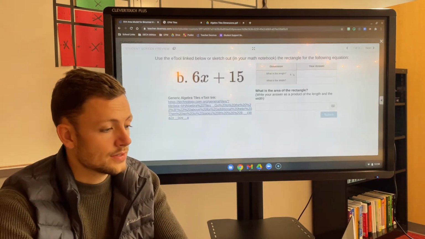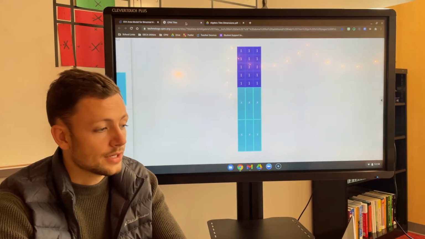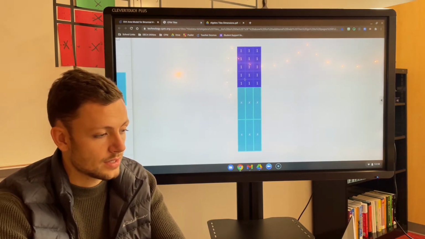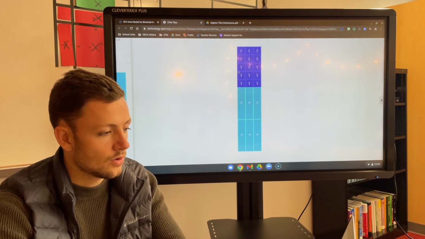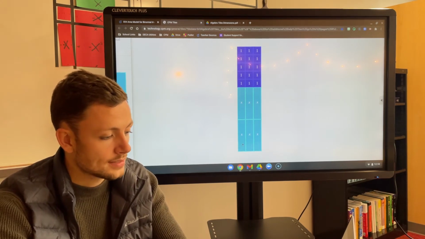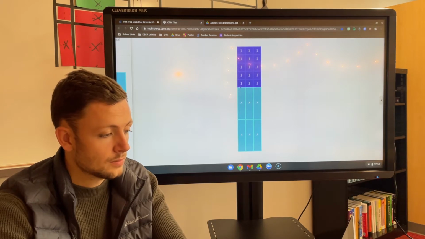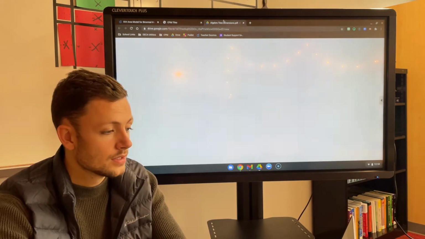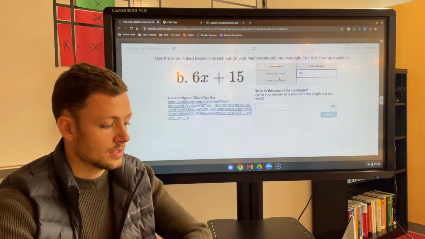And I've created it. So now I want to know, what is the length? Again, you can pick what you want your length to be, but I'm going to call my length this vertical distance that's right here. So what is my length overall? I've got x plus 1, 2, 3, 4, 5. So I've got a length of 2x plus 5.